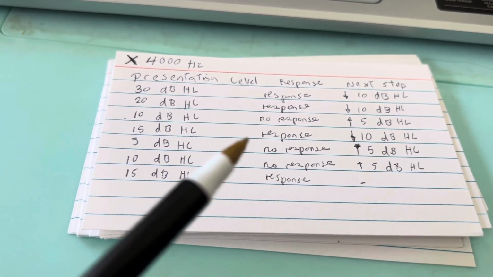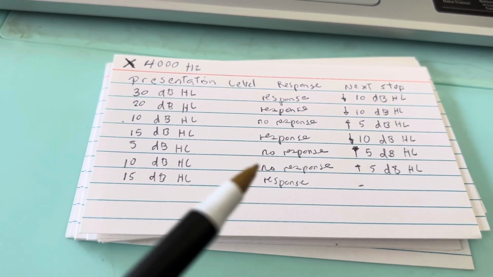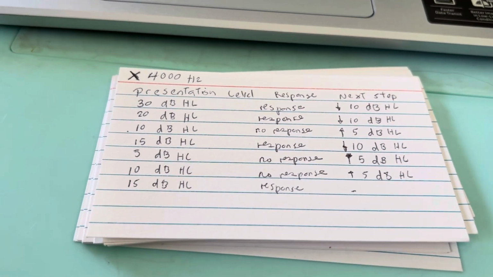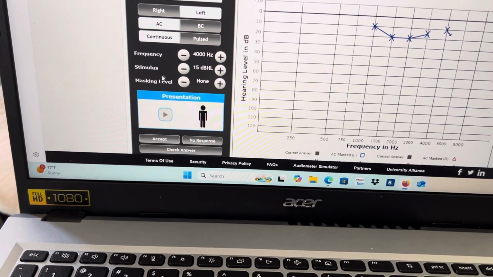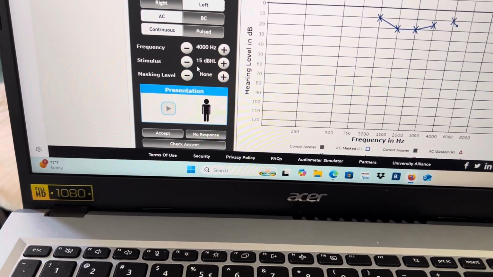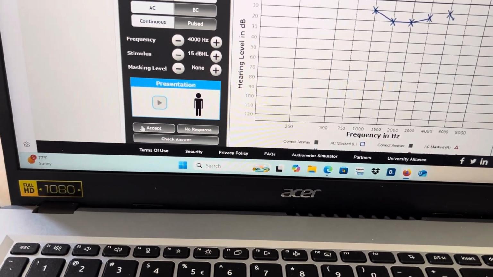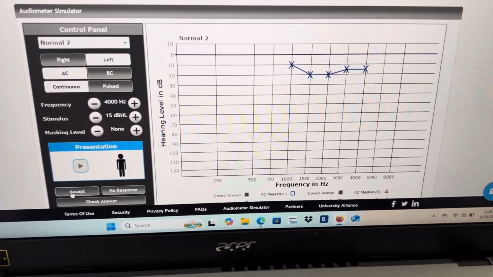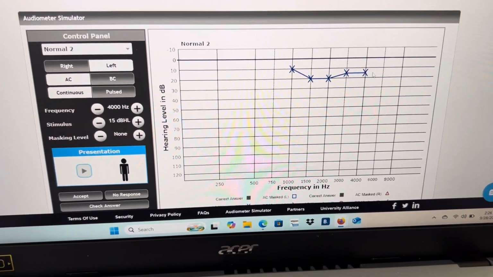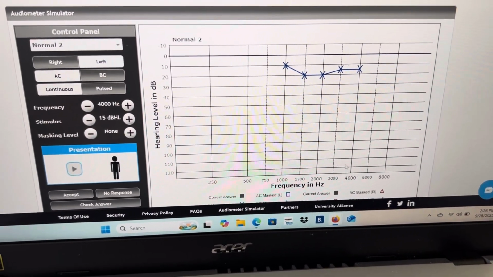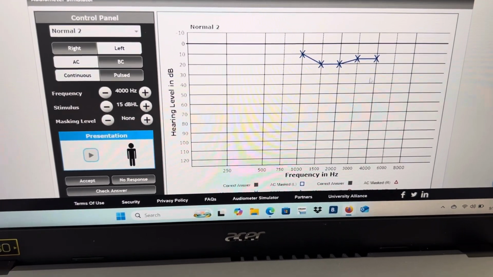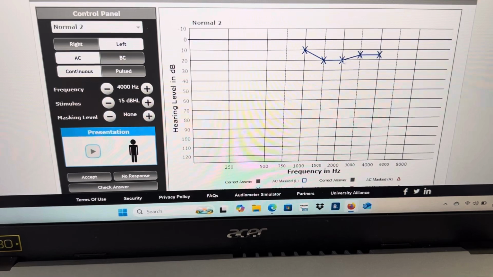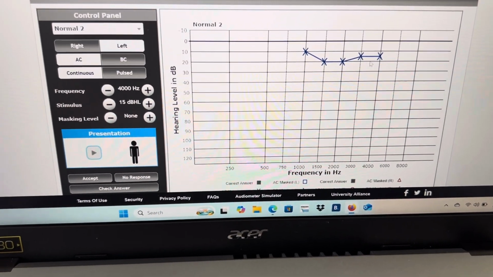We have to go up 5 decibels on this, and we have to go up 5 decibels on this, and there was a response. So that's our threshold for this person at 4,000 hertz. So we're gonna go ahead and just accept it. So the threshold for this person at 4,000 hertz is 15 decibel hearing levels. Let's accept, and there you go. There you have it. 4,000 hertz and 15 decibel hearing levels. That's the threshold for this person.